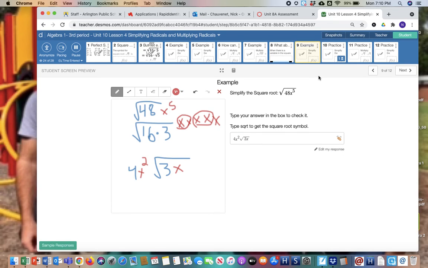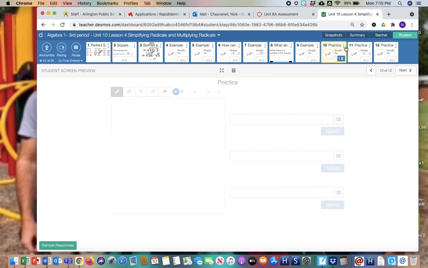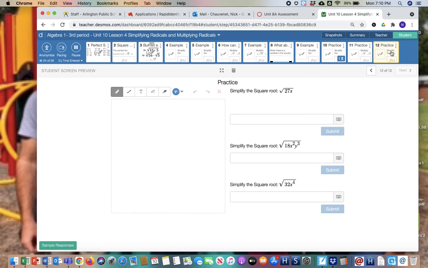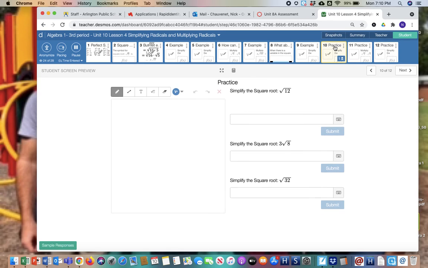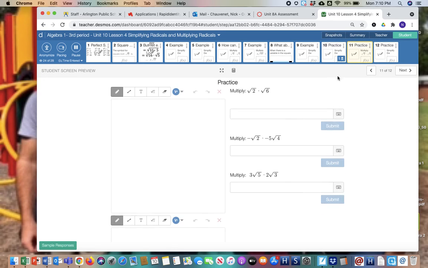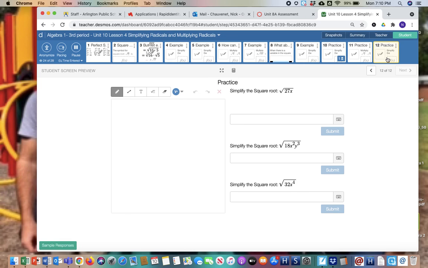There we go. All right, and then your practice for these would be to do screens 10, 11, and 12, which gets you a mixture of, on 10, it's just simplifying. On 11, it's multiplying, but remember that's really just one step away from being simplifying also. And on 12, it's simplifying, but you've got the variables in there. And they're all self-checking, so you should already know how you did before you even get going. All right, hope this helps.